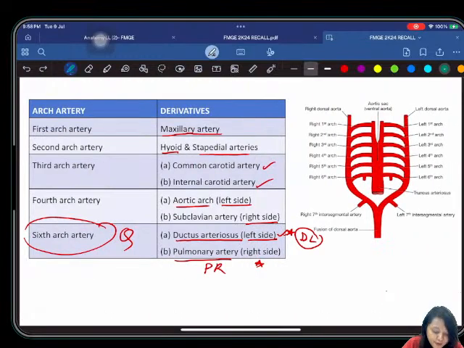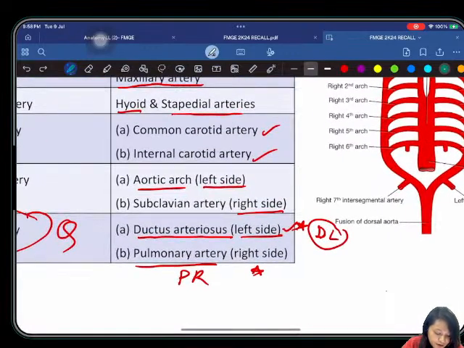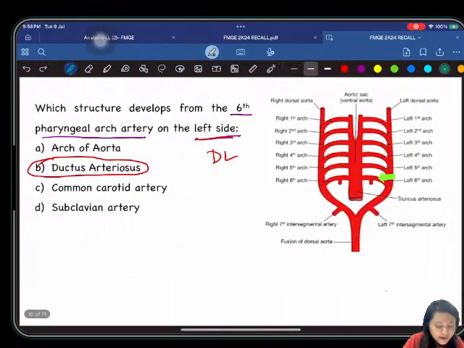Aortic arch, the 6th aortic arch, they have arcs on the left side. So always try to remember DL, that is ductus arteriosus is on the left side, and PR, pulmonary artery is on the right side. So the answer will be ductus arteriosus as it came on the left side.